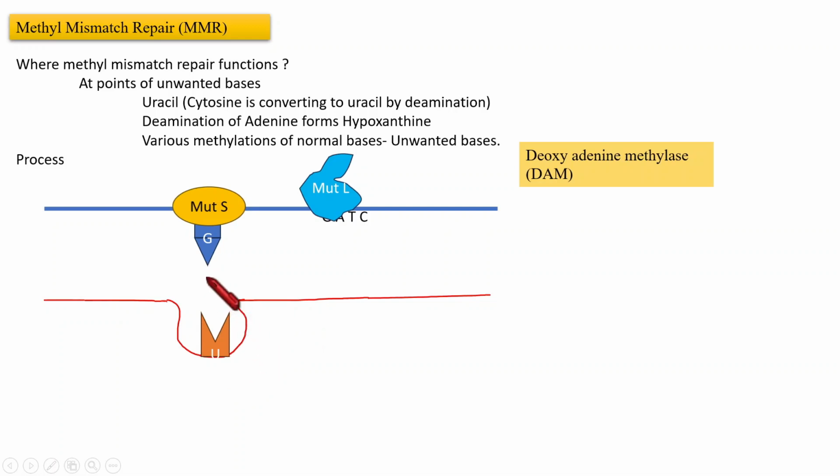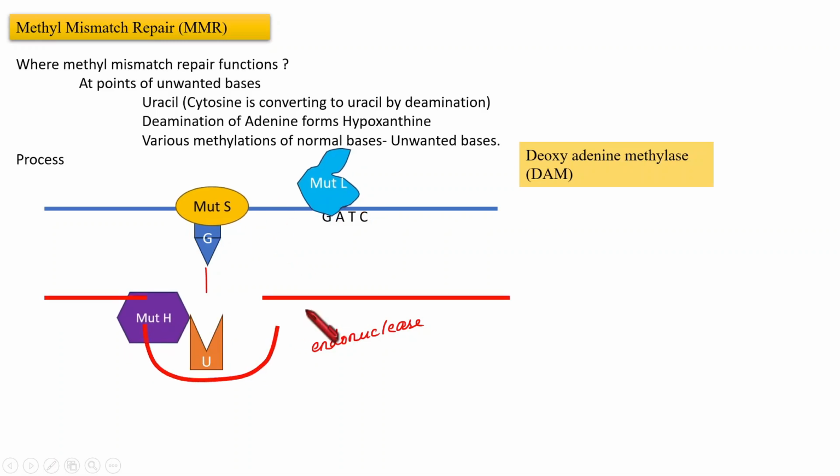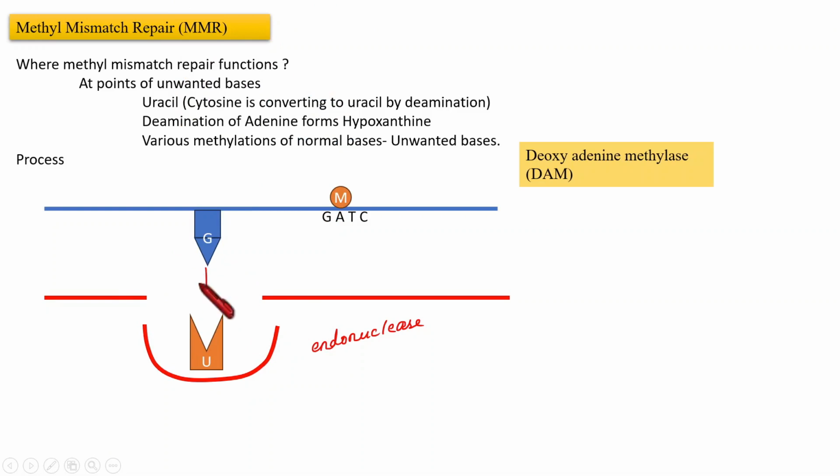Still we should know that there is a hydrogen bond holding this base with this one. And this MutL then recruits another protein, that is MutH. It has endonuclease activity, and it makes two cuts on either side of the mismatch. And after that, all these proteins leave. So now we can see two cuts. And still, we know the hydrogen bond is holding the incorrect base in position.